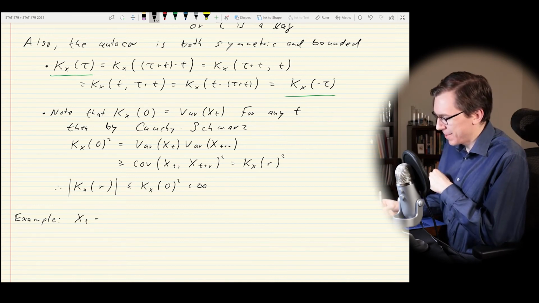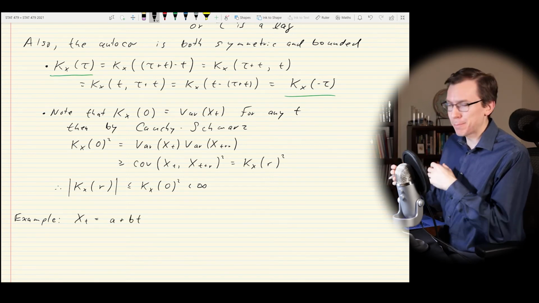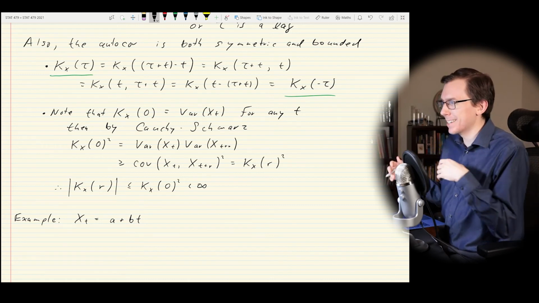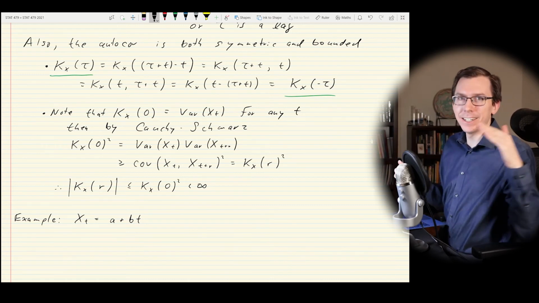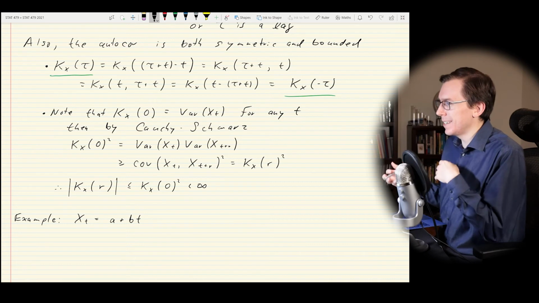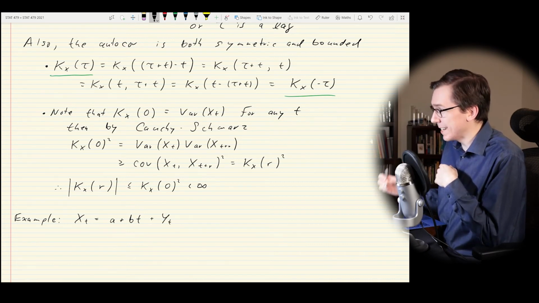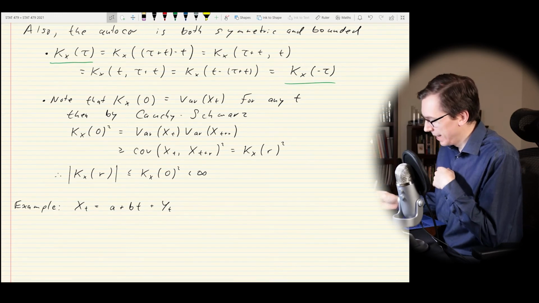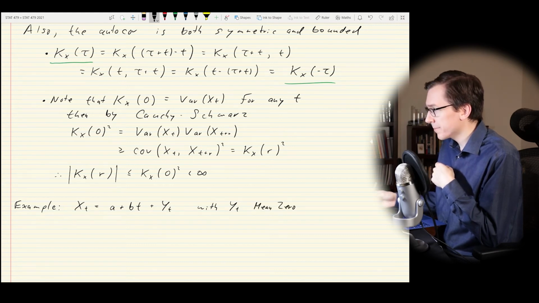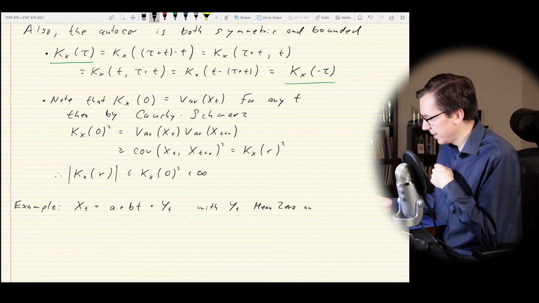Let's consider a time series xt, which is a constant a plus bt. There's no stochastics in there. It's just a line, right? It's a plus bt, it's just a line. And we're going to add some other time series to it, yt, with yt being mean 0 and stationary.